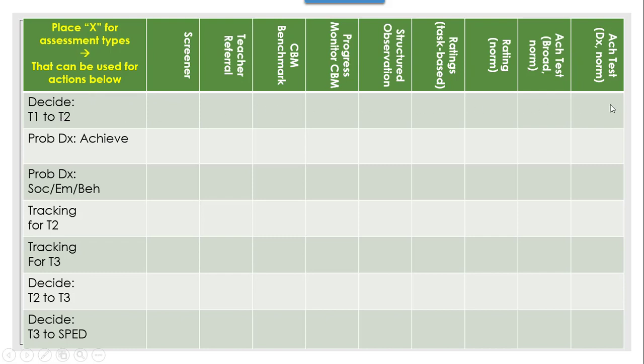And you can put X's in any of these that you think would be appropriate. Then if you're trying to diagnose an achievement problem or diagnose a social emotional behavioral problem, which ones do you use for that? For tracking at a tier 2 level or a tier 3 level, again, what might you use for that? And then deciding to place a child into special ed, what would you use?